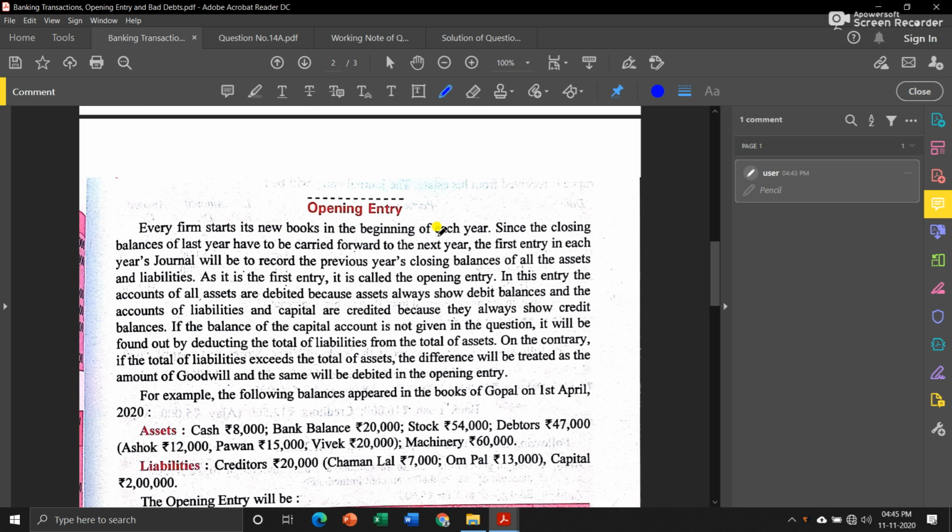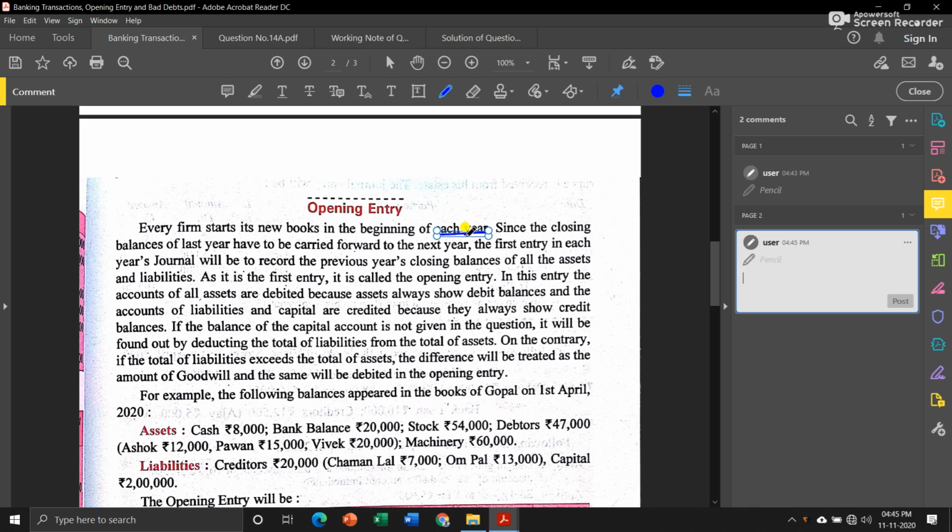Not sometimes, it means every year a firm starts its books at the start of each financial year, that is 1st of April. Since the closing balances of last year have to be carried forward to the next year, the first entry in each year's journal will be to record the previous year's closing balances.